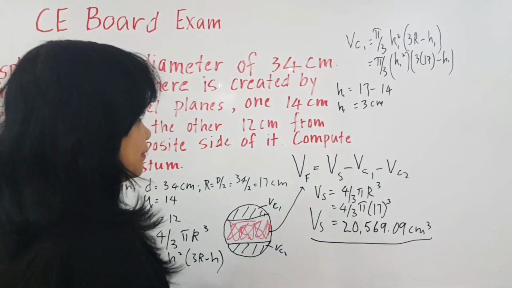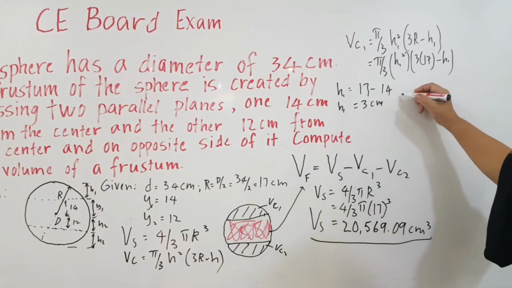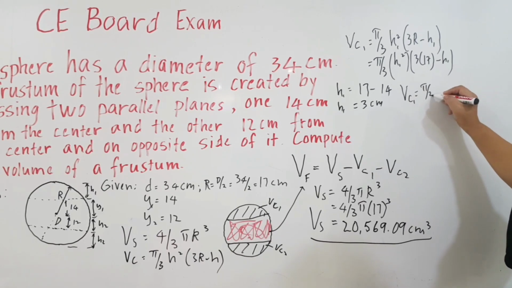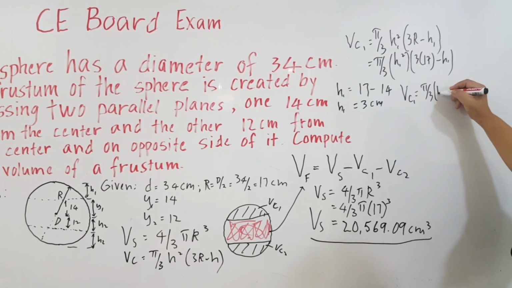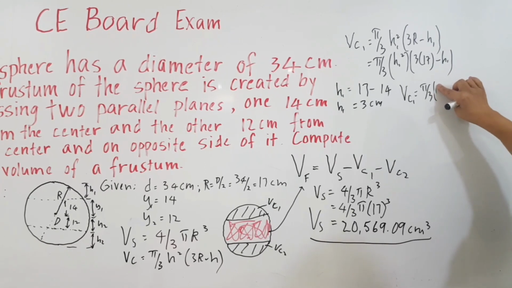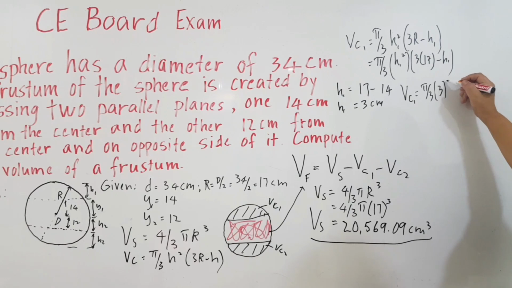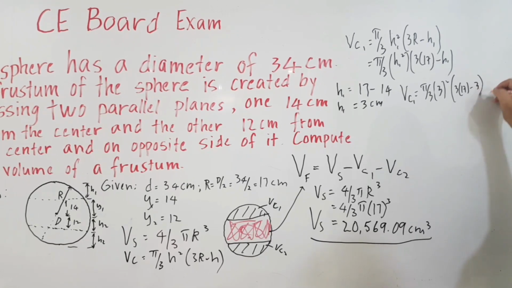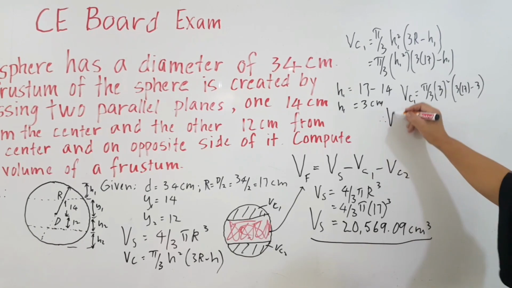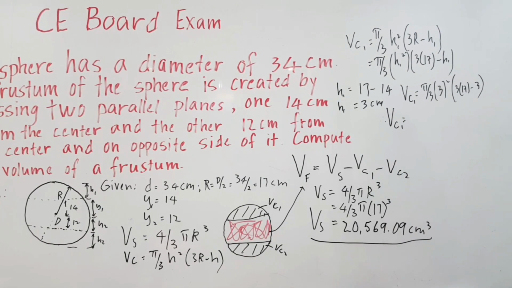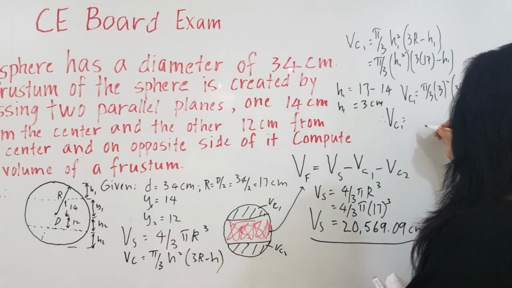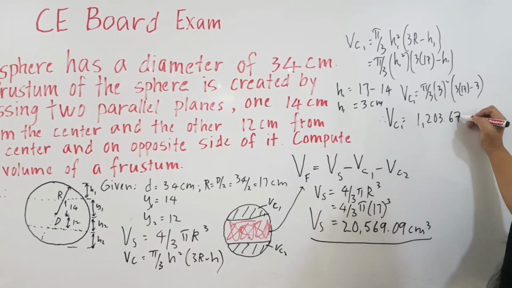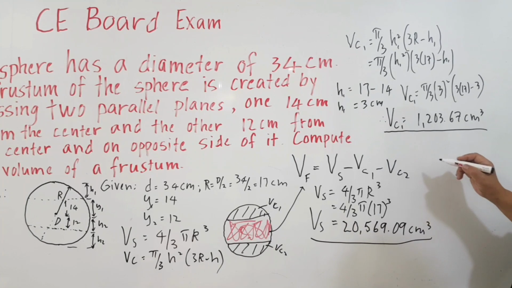So we can substitute the h1 here. VC1 therefore is equal to pi over 3 times h1 squared, which is 3 squared, times 3 times the radius minus h1, which is equal to 3. Therefore, simplifying this one, volume of the spherical cup 1 is equal to 1,203.67 cubic centimeter.